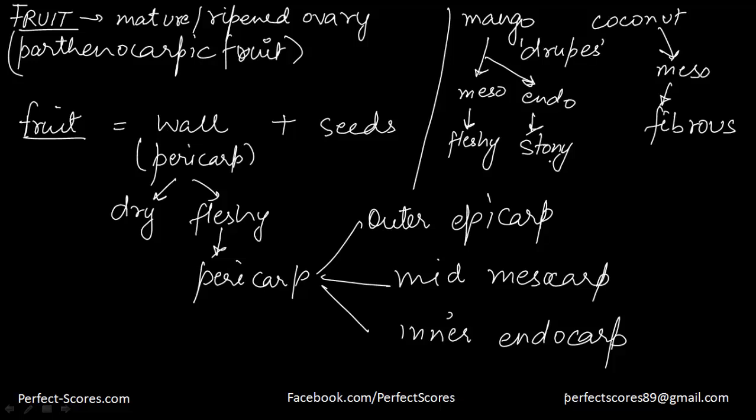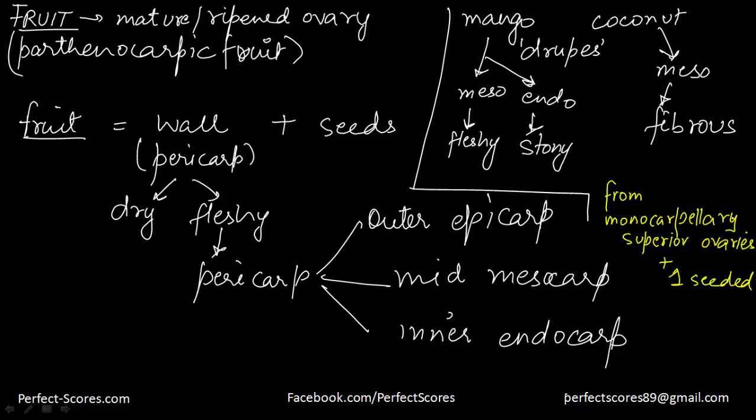And both of them are actually formed from monocarpillary and superior ovaries. So let me mention it here. They are both formed from monocarpillary superior ovaries. That means only one carpel per flower, and this ovary is superior. That means in position it is above the other parts of the flower, and it is one-seeded, only one seed. So that is all you need to know about the different parts of a fruit.